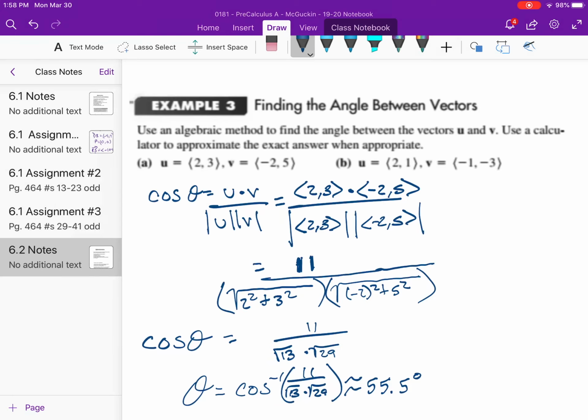So before I continue on with part B, I challenge you to pause the video and see if you can solve for part B on your own.